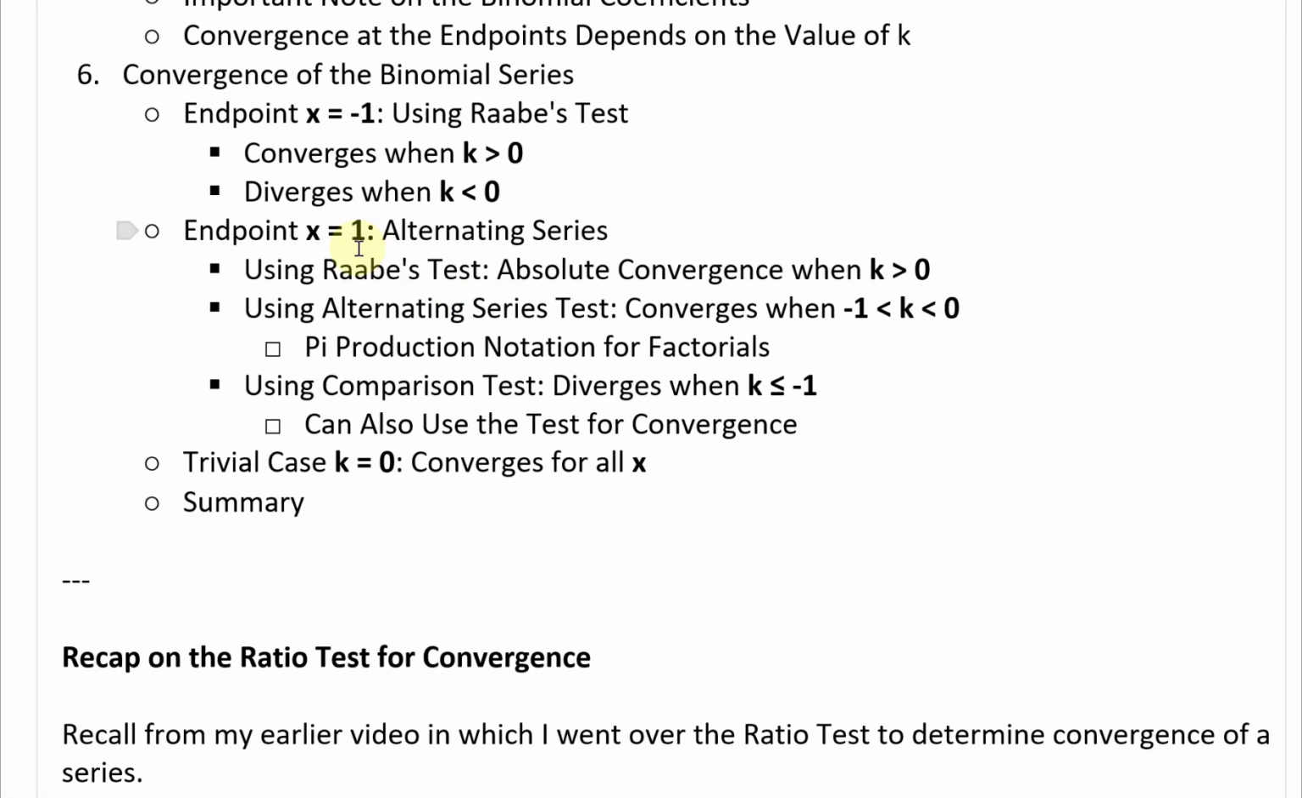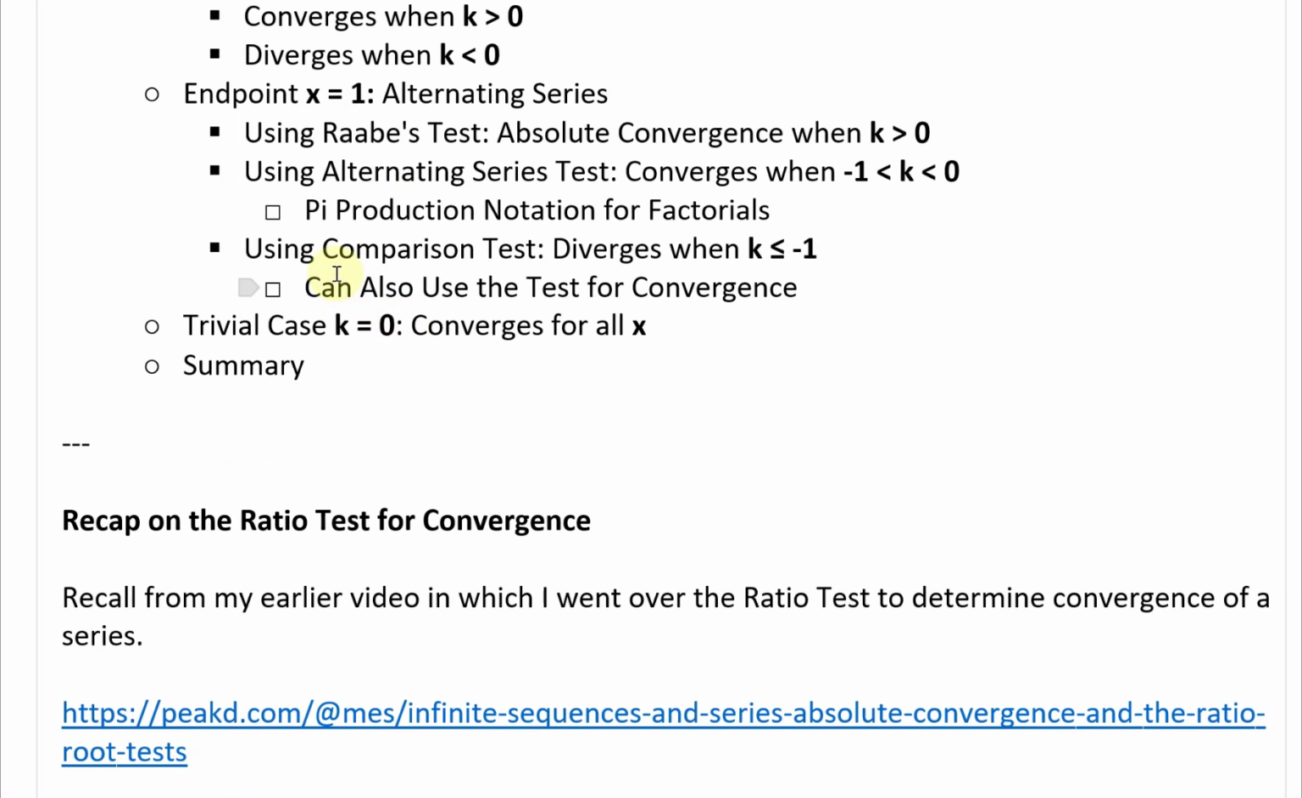And then look at the endpoint x equals 1, which is an alternating series. We're going to be using Raabe's test for absolute convergence when k is greater than 0. And then using the alternating series test, it converges when k is between -1 and 0. And then also look at the pi product notation for factorials, which is pretty interesting. I haven't dealt with that before. And then also using the comparison test, it diverges when k is less than or equal to -1.